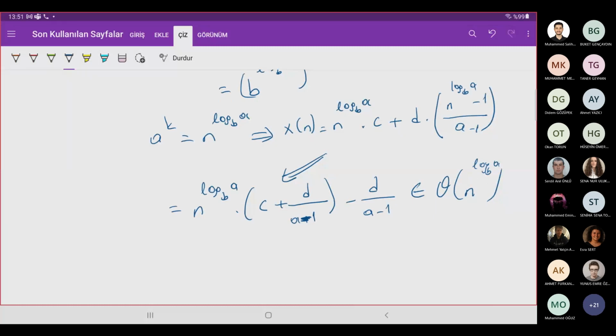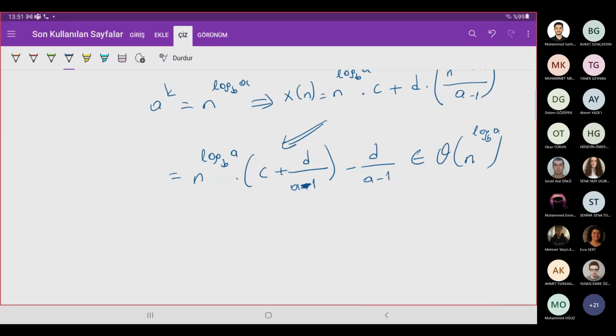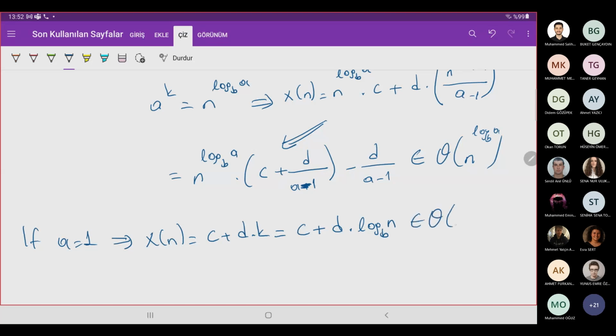So if a is equal to 1, then x(n) is equal to c plus d times k. That is equal to c plus d times log_b n. That is equal to theta(log n). Okay. So in merge sort, f(n) is not a constant. So this is not the case for merge sort, for example. That's why merge sort is not log n, it's n log n.